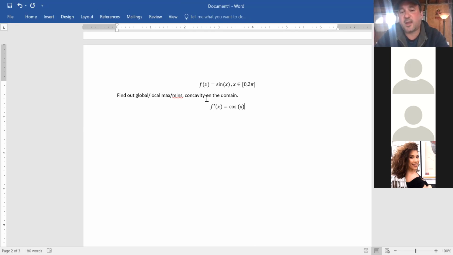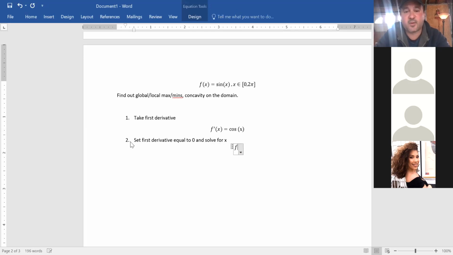Right? And we want to find the critical values. So the first step is take derivative. If we do this as steps: 1, take the first derivative. 2, set the first derivative equal to 0. Solve for x.